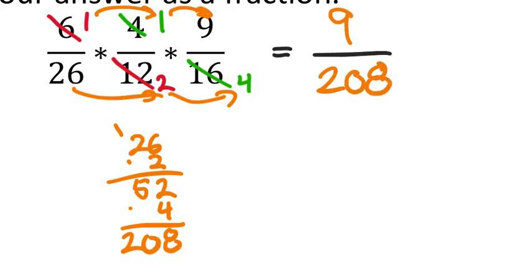And again, like we said, you could check to see if 208 is divisible by 3. I know 9 is, but it's 208. Well, 2 plus 0 is 2, plus 8 is 10, and 10 is not divisible by 3, which means that this is as far simplified as we can make this problem.